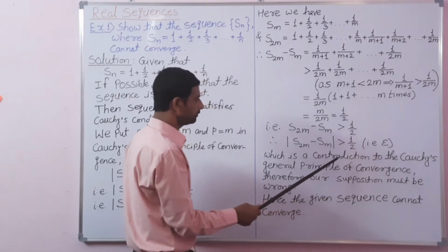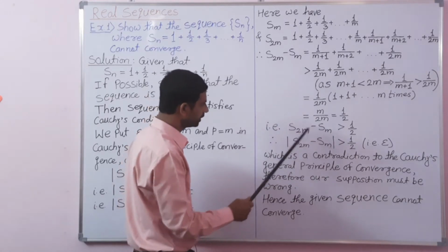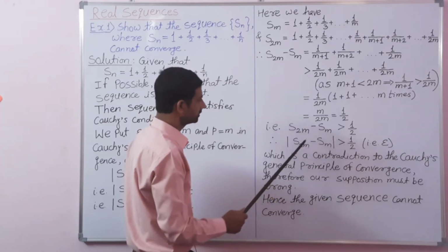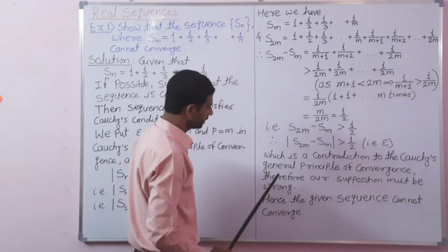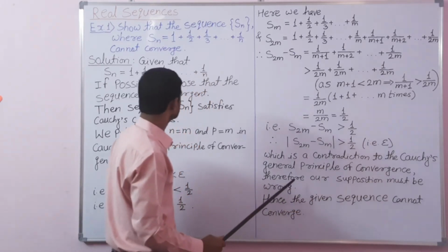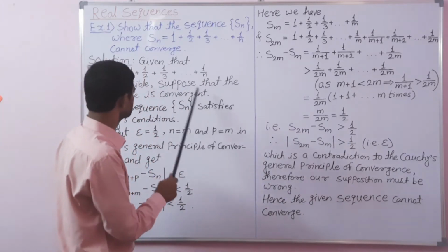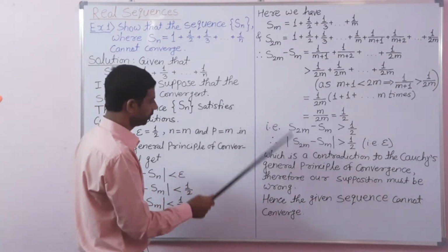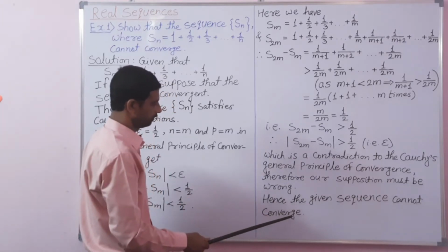Because if this sequence converges, then by the Cauchy's general principle of convergence, this quantity must be less than every epsilon. But here we are getting this quantity as greater than epsilon. Which means that our supposition must be wrong. What we have supposed in the beginning? We have supposed that this sequence is convergent. So this our supposition must be wrong, and if this supposition is wrong, then obviously this implies that the given sequence cannot converge.